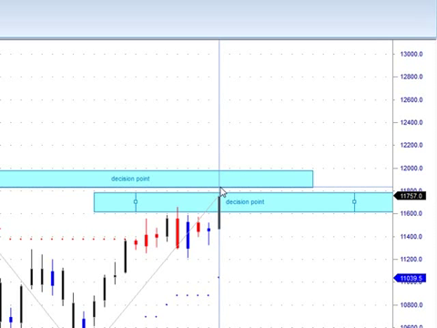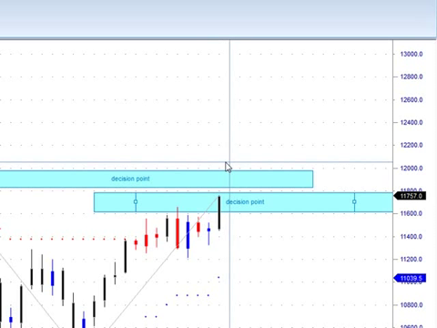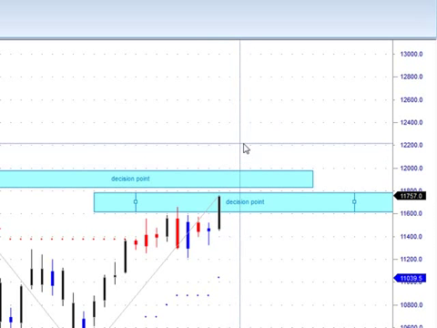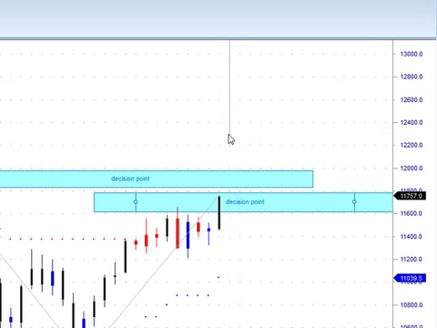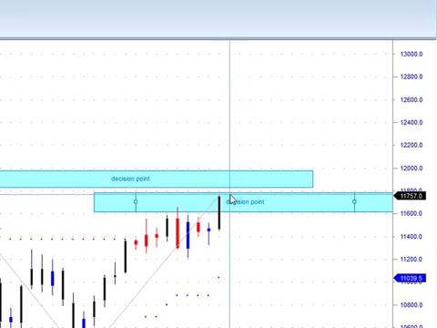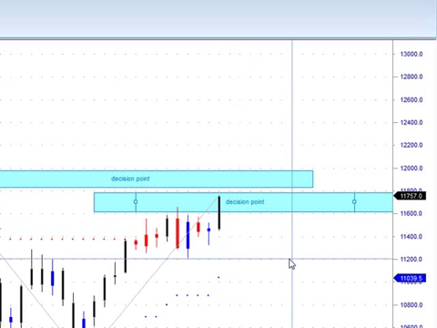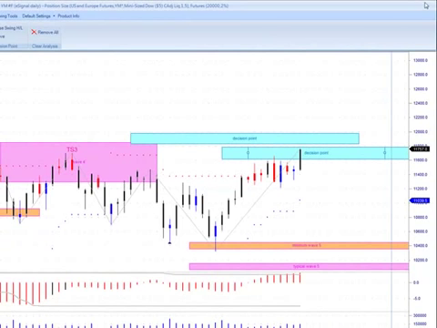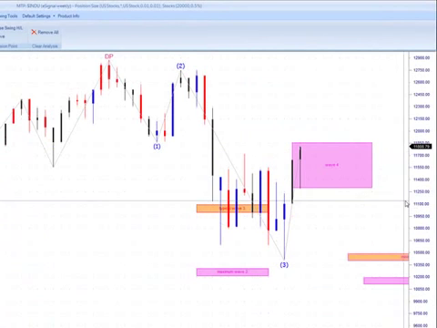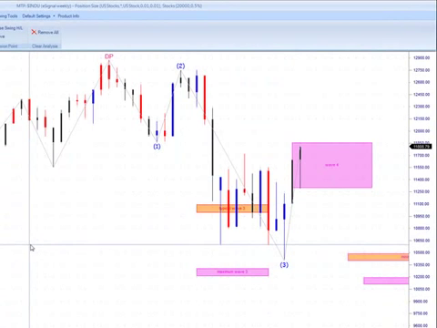We'll see how that unfolds. If they start closing above 12,000 and we get those highs taken out, then we may make a run. There may be more points to the upside here. If they fail, then we'll probably get another rollover again. So let's take a look at the cash Dow on the weekly chart.